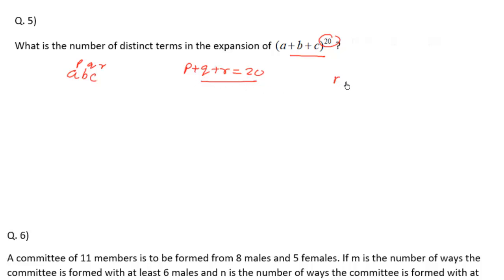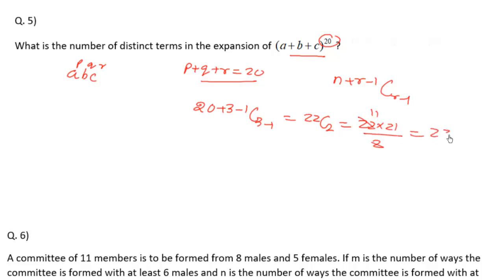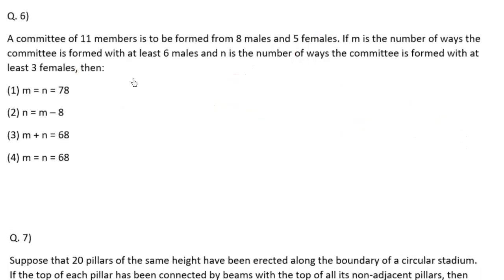So this question reduces to finding the number of non-negative integral solutions of this equation, for which we know the formula is (n + r - 1) C (r - 1). The value of n is 20 here and the value of r is 3 here, so it is 22C2. On calculation we'll be getting it as this. So the answer comes out to be 231.